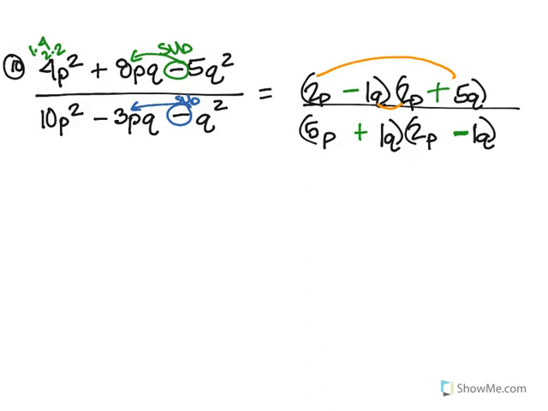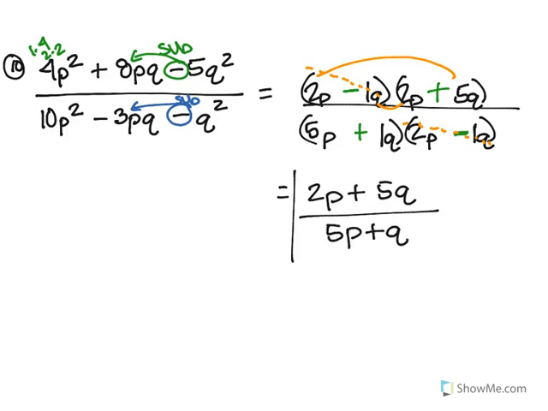So now who cancels? 2p minus q. So we're left with, on top, 2p plus, over, very good, over 5p plus q. Yeah, I see that.